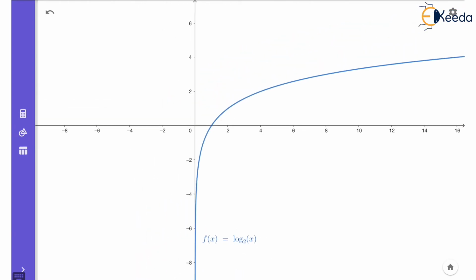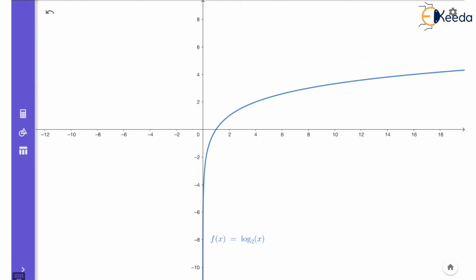Now, in this case, we'll try to understand the nature of the log function with y equal to log x with the base 2. So we can see that in this case, 2 is something which is greater than 1, and the graph nature is something of this form.